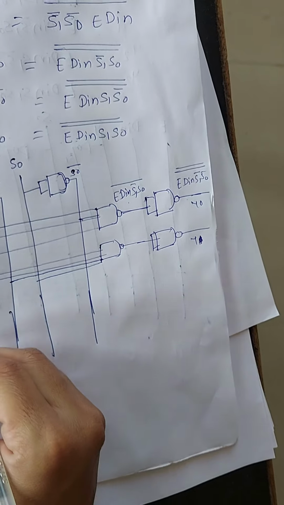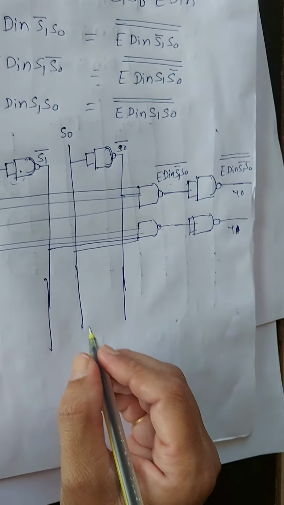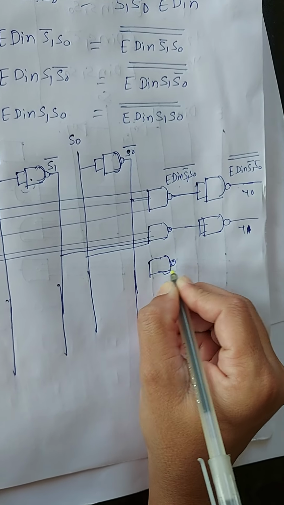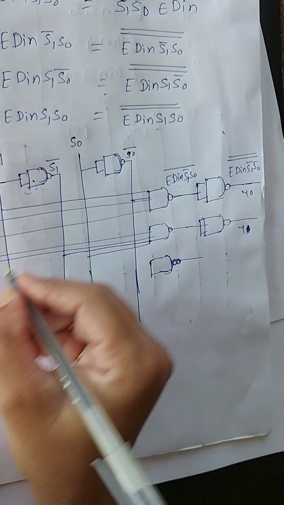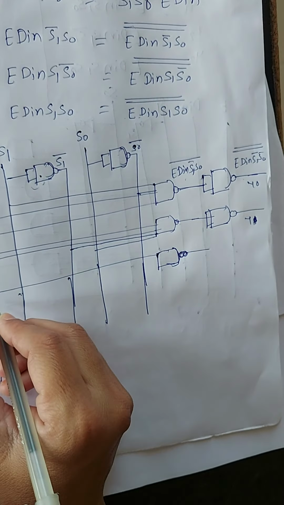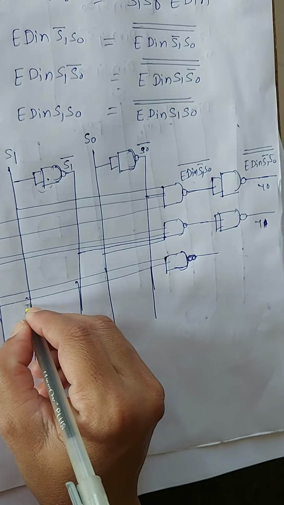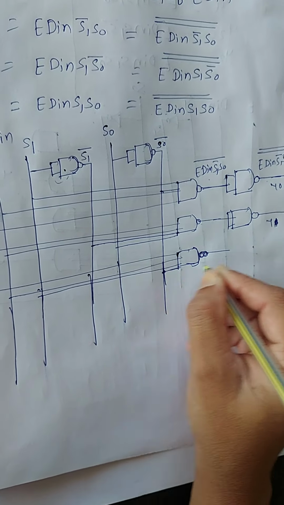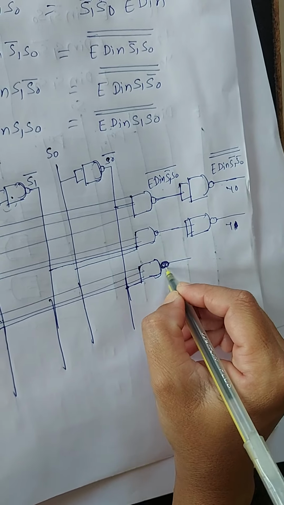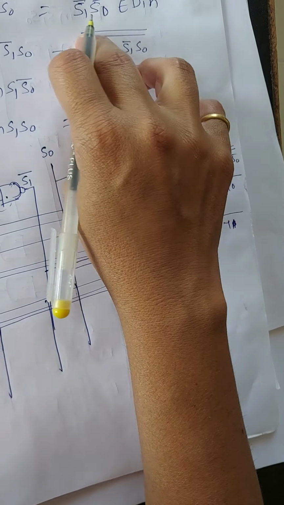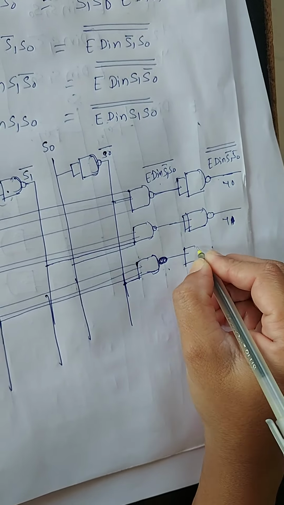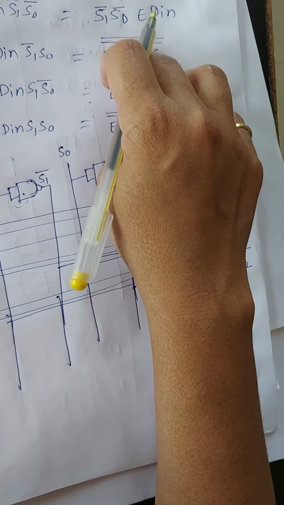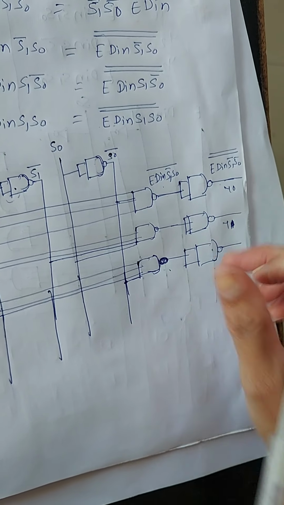Next, one AND gate for Y2. We connect one NAND gate for that equation: E, D in, S1, S0 bar. This is the equation for one single bar, and for another bar we connect one NAND gate. So this is the output of Y2. This complete equation is here, Y2.